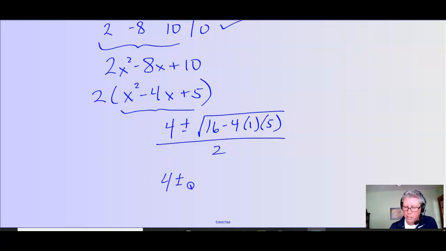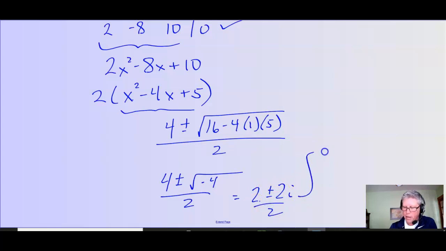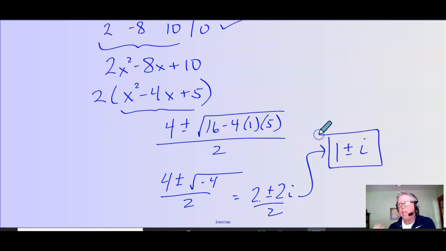4 plus or minus the square root of -4 over 2. This is getting exciting. 2 plus or minus 2i over 2. And finally, we have zeros at 1 plus or minus i. That makes a lot of sense.